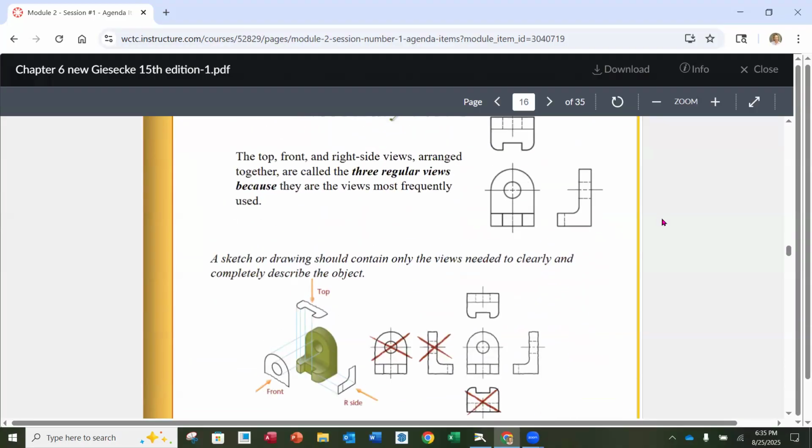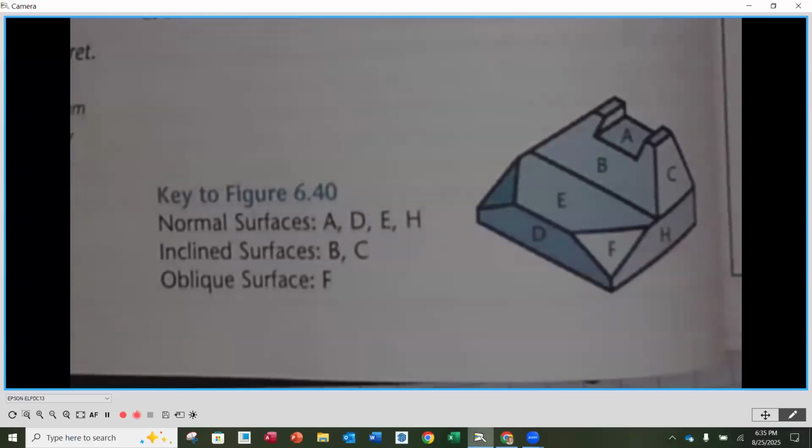Now, necessary views, okay? This is the rule with necessary views. I have to see all of my features in at least 2 views. Sometimes I can accomplish that literally with two views. If it's a simple part, let's say a very simple turned part, I only need a front and maybe a side view to show the profile. I can be done. If I had a drawing of my pencil, okay, my pencil, I'm going to go underneath my thing here.